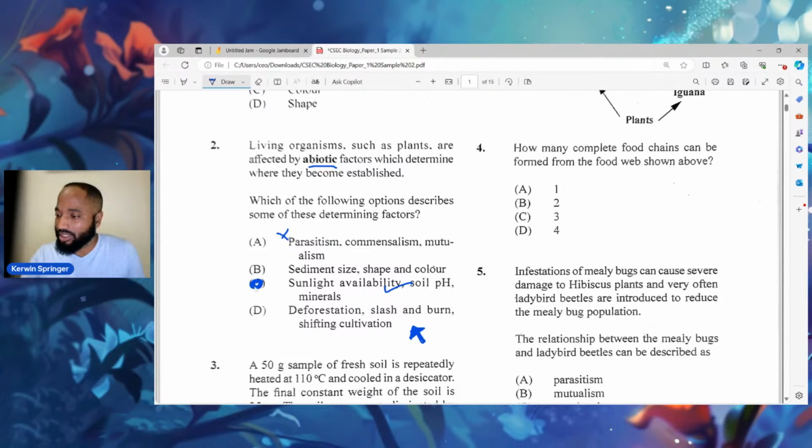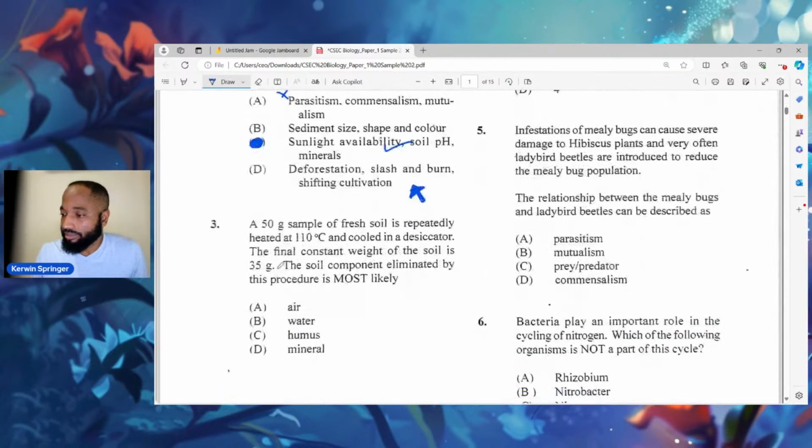I'm trying to remember the word. What is it called? As a result of human activity. Whatever the one word to describe this is, I forget the word. But C is the answer, right? Those are the abiotic factors when they talk about that. Artificial was the word I think I was looking for.